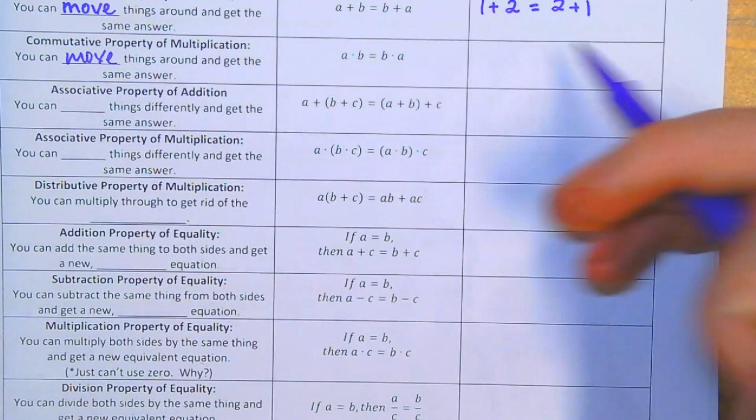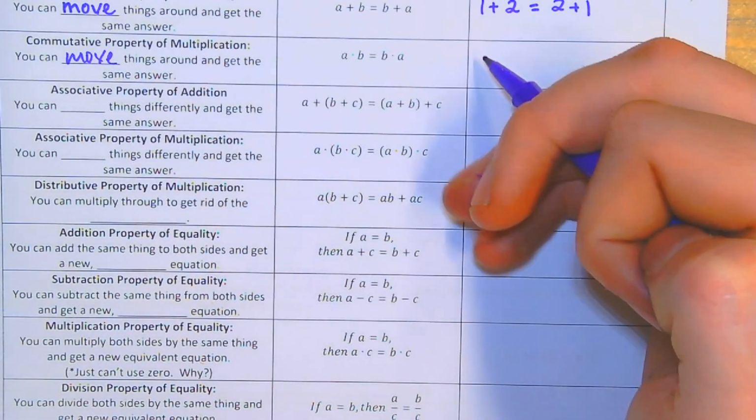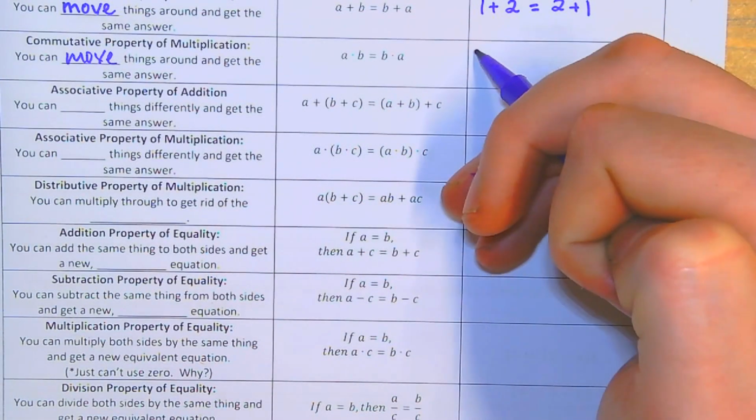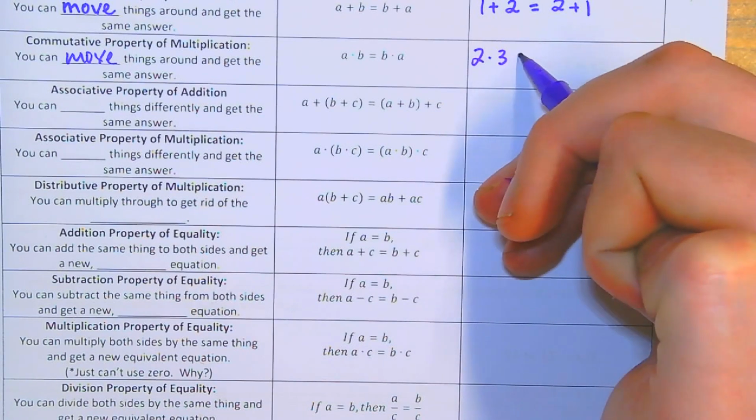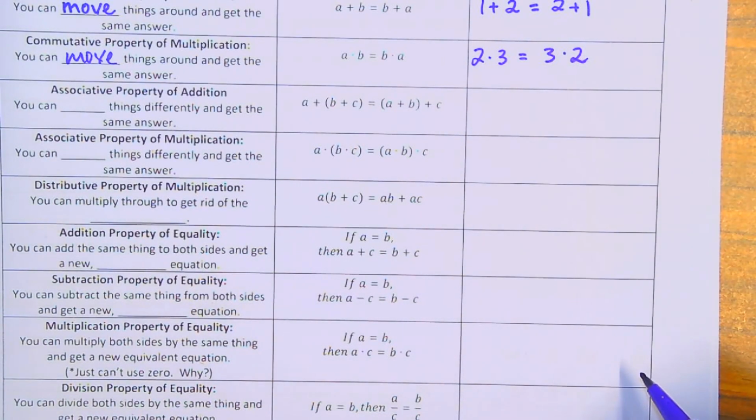So we can move things around and get the same answer. So for A times B equals B times A, once again, you can look at it as something like 2 times 3 is the same thing as 3 times 2. Okay?